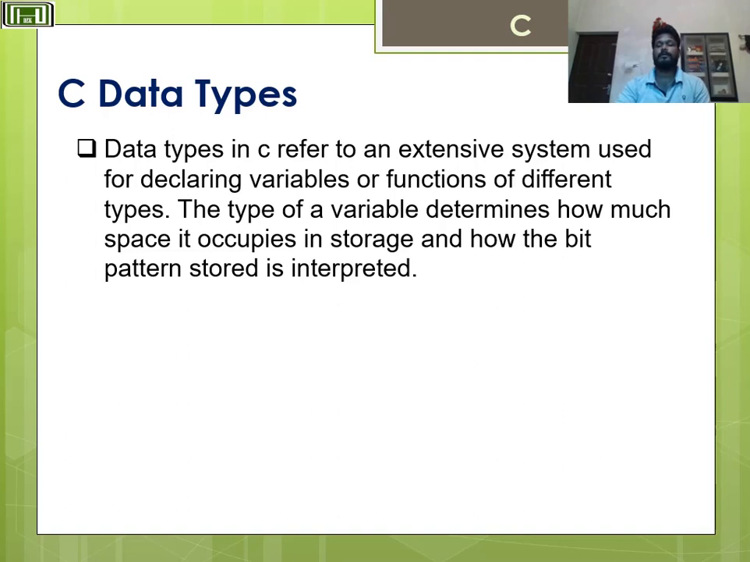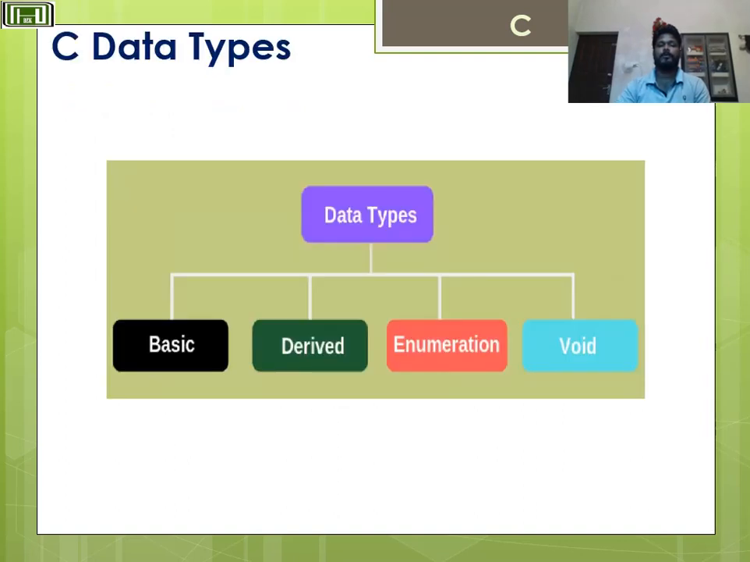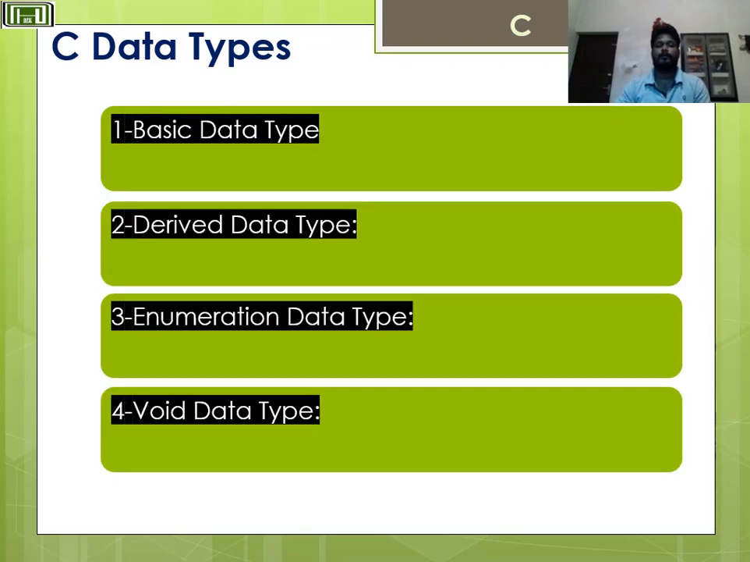The type of a variable determines how much space it occupies in storage and how the bit pattern stored is interpreted. So C supports the following data types: basic, derived, enumeration and void. These are the data types.